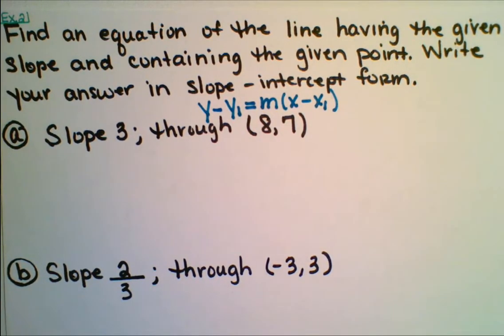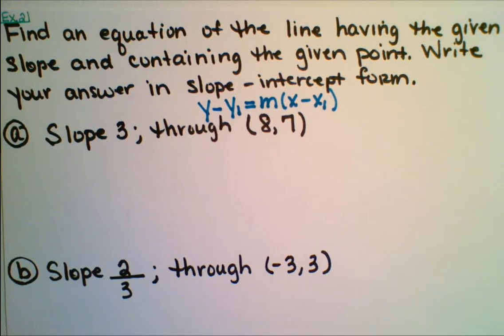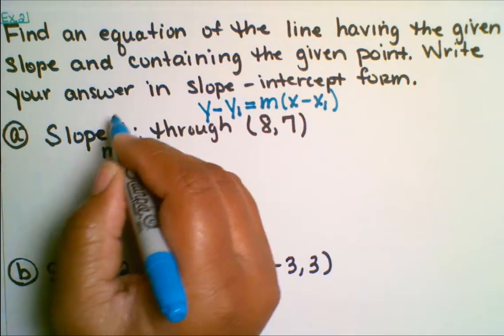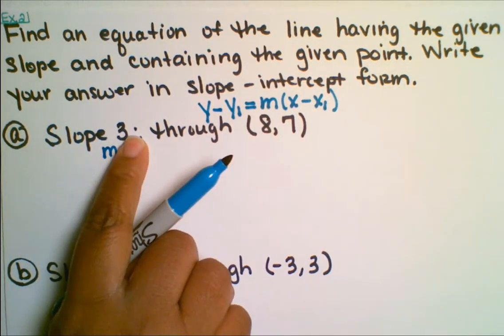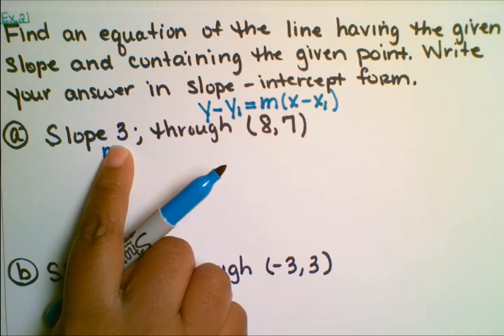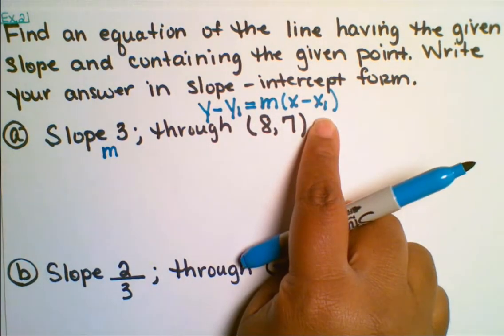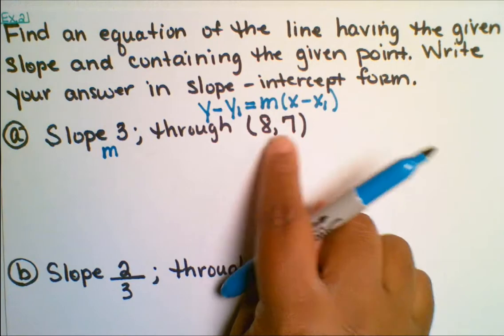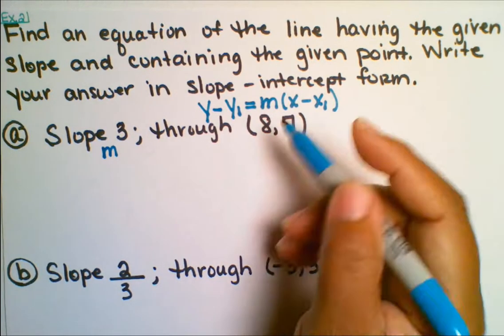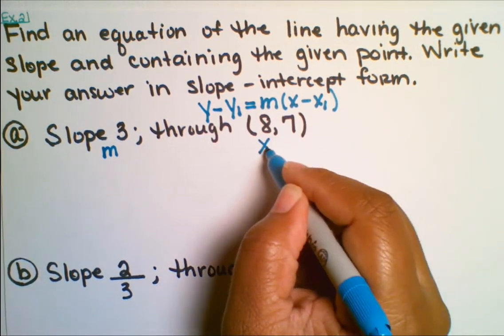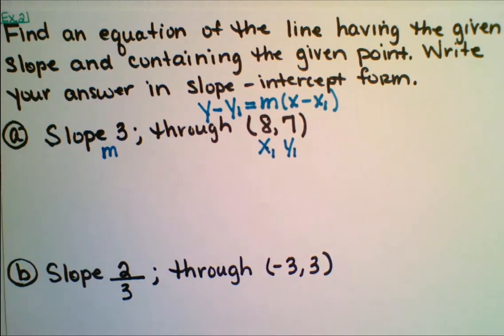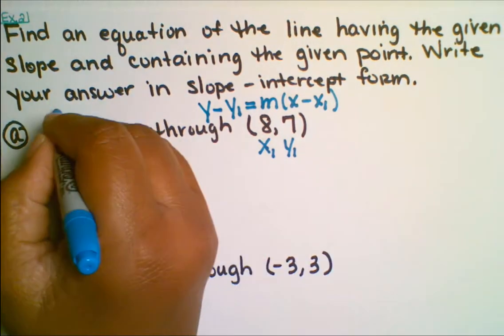We would use this formula when the following information is given. The slope, which is 3 here. The first example, our slope is 3. And then we have a set of ordered pairs. We have 8 and 7. We would use this formula. This is the point slope formula.